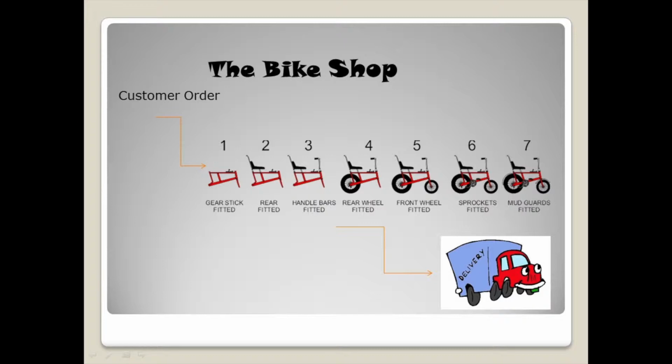Now let's break it down step by step using the bike as an example. The first thing that starts us off is the customer. We take their order, then once that's done, we start construction of the bike using production line. Once the bike is completed, we send it back to them, but not before we get our cash first.